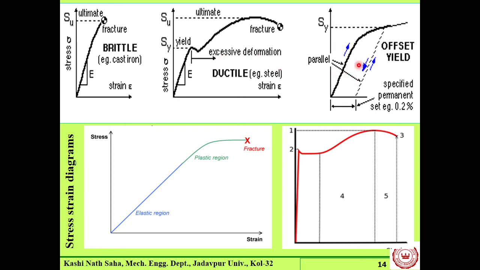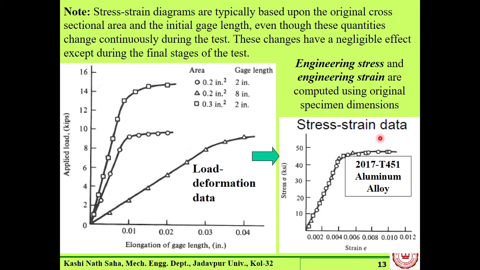And then let us define this. What is important from this figure is this particular term, offset yield. What does it signify? See, in the stress strain diagram, the maximum value of stress which we obtain in that particular diagram is known as ultimate stress value, which we take as a material property from this diagram.